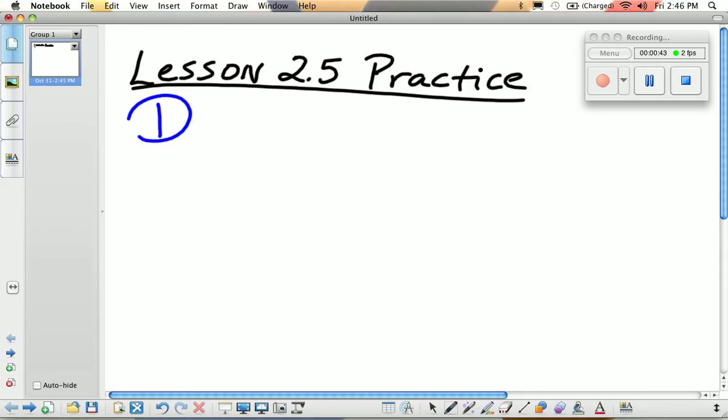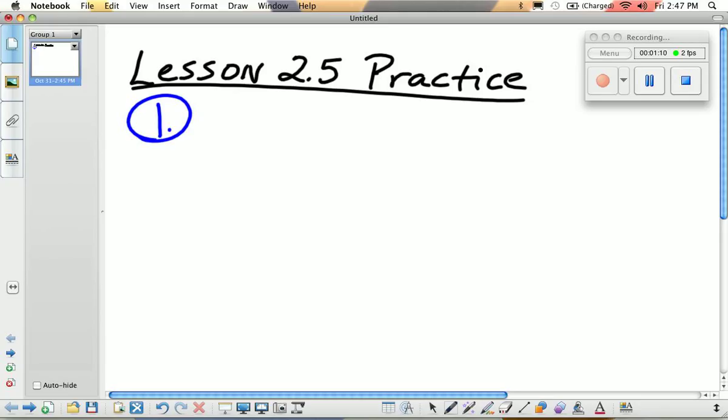Number one, the first problem that we're going to practice: what's going on in lesson 2.5 that was not going on in lesson 2.4 when you were solving inequalities? Somebody who SQ3R'd actually gets to answer this. Brianna? There's variables on both sides. Okay, we have to solve inequalities that have variables on both sides.